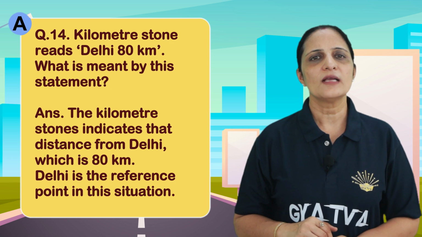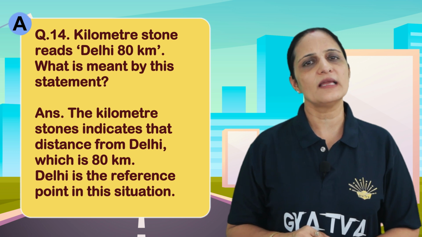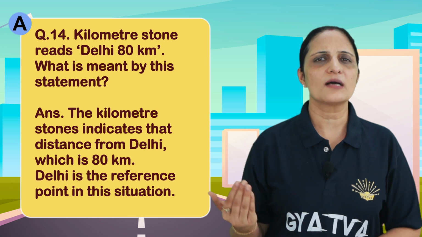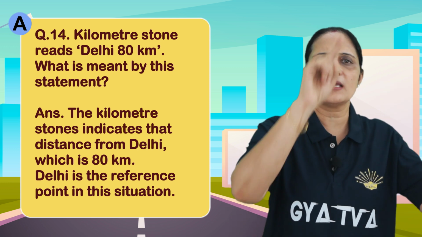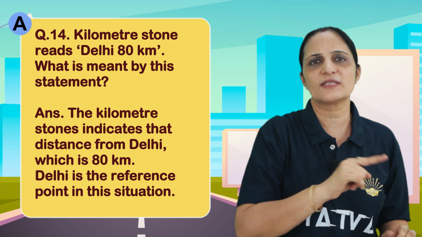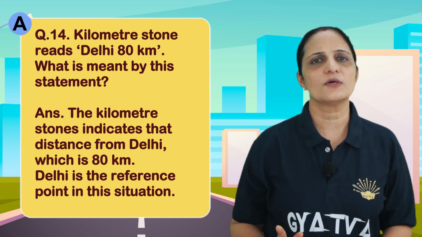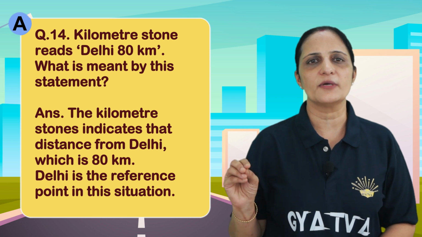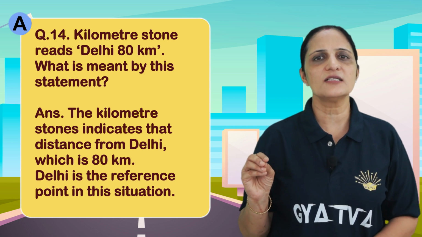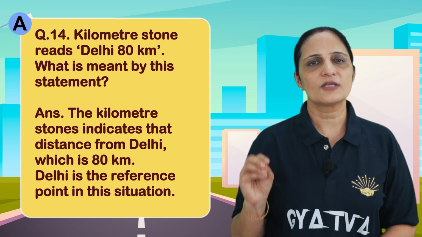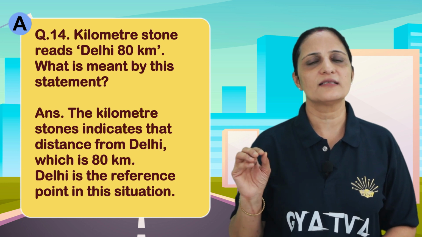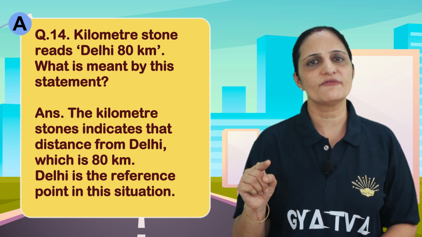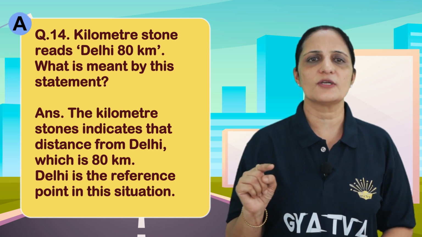Question number 14. Kilometer stone reads Delhi 80 kilometer. What is meant by this statement? Generally when you go to Agra or anywhere, you see a milestone on the way, a U-shaped stone with something written on it. Suppose it says Delhi 80 kilometer. So kilometer means distance from Delhi. So the kilometer stone indicates that the distance from Delhi is 80 kilometer. So Delhi is your reference point in this situation.